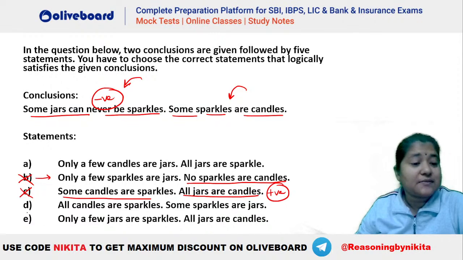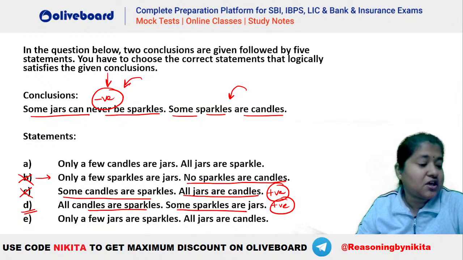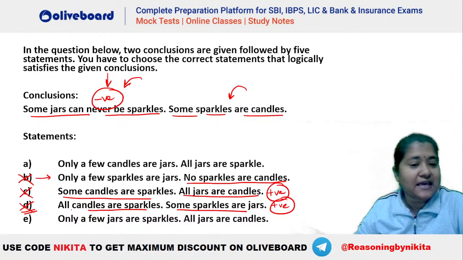Okay. Similarly, option number D also. Again, you can see positive, positive. So this is also completely positive in nature. So from a set of positive statements, you cannot have a definite negative conclusion. So that means this D is also not the right answer. So now we are left with A and E. Now we are left with A and E here.